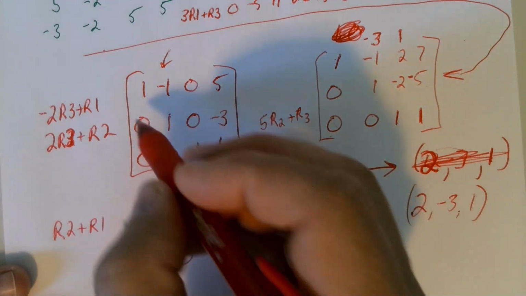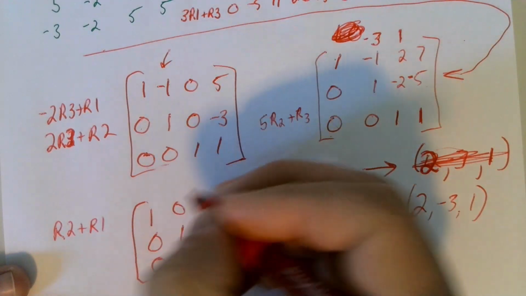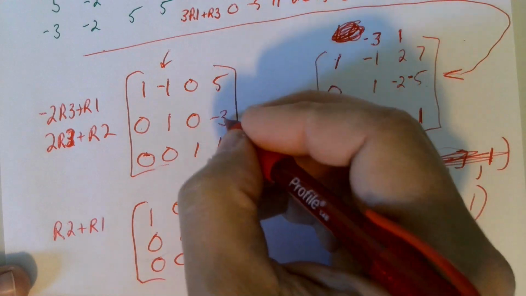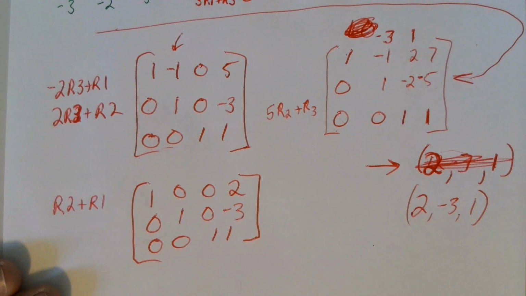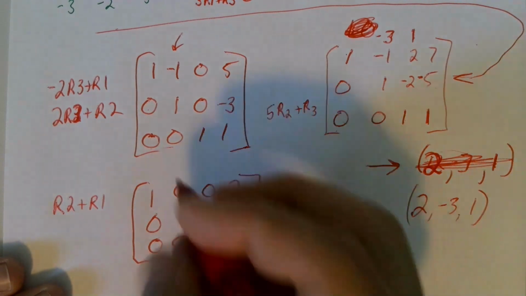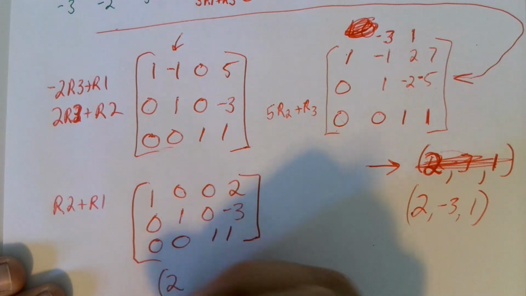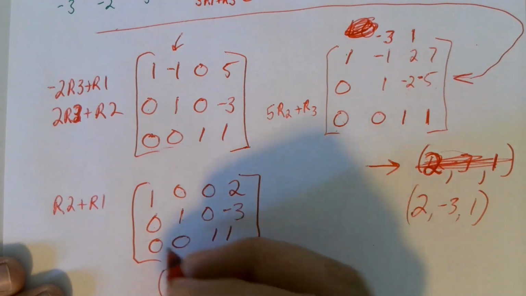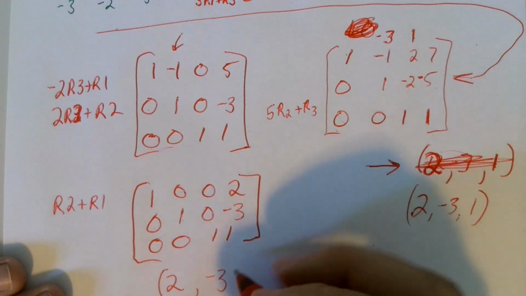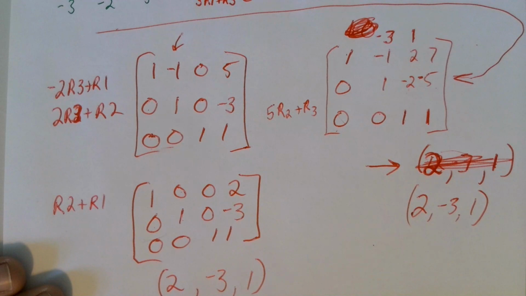let's add them together. So 0 and 1 is 1. 1 and negative 1 is 0. 0 and 0 is 0. And 5 and negative 3 is 2. And look at that. 2. X, no y's and no z's equals 2. No x's, 1y, no z's equals negative 3. And no x's, no y's, and 1z equals 1. And you can see that that works.